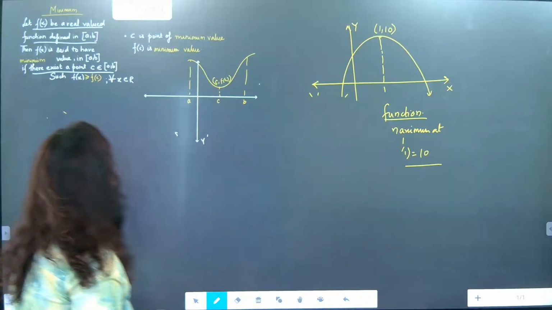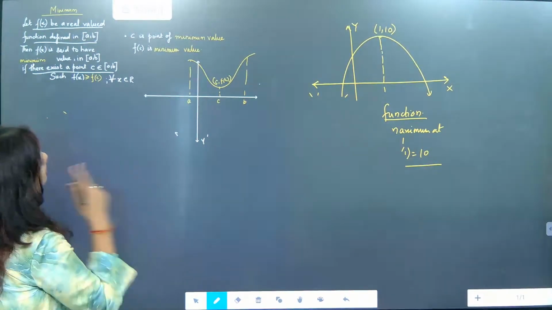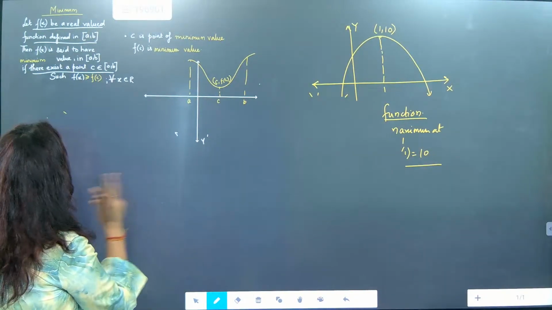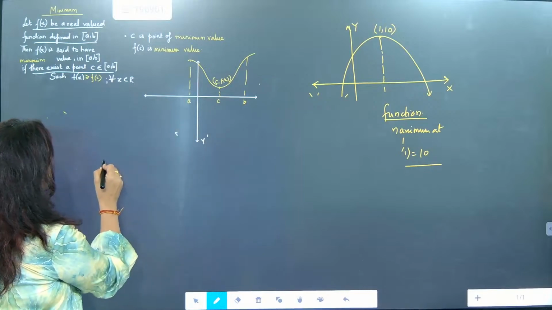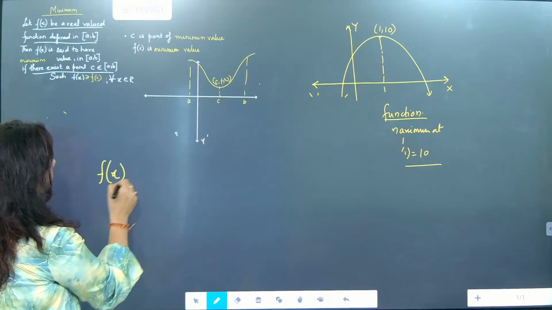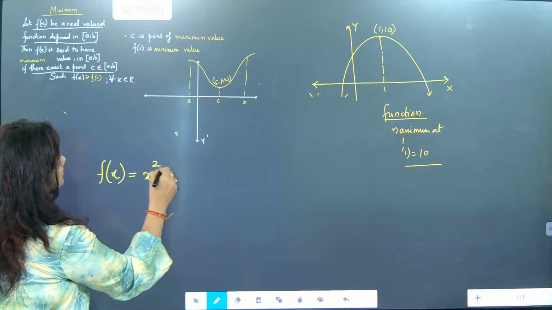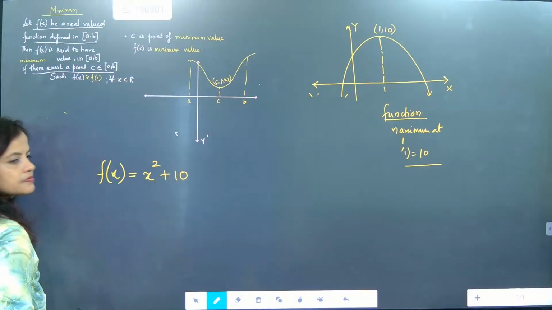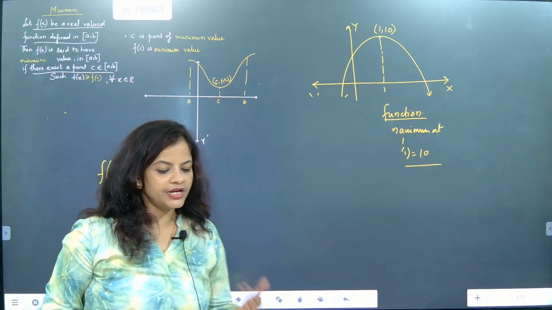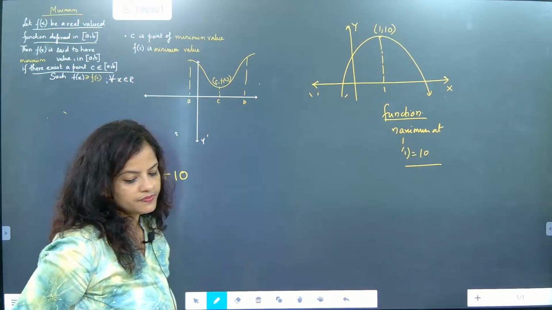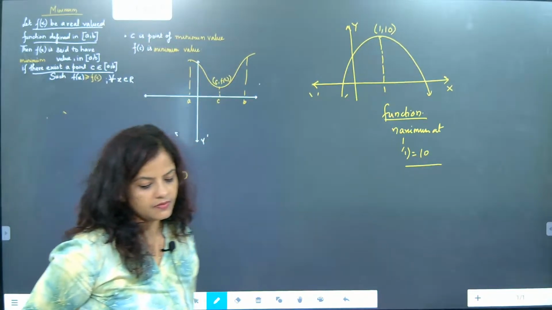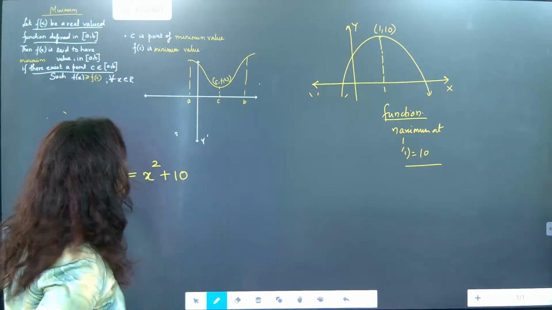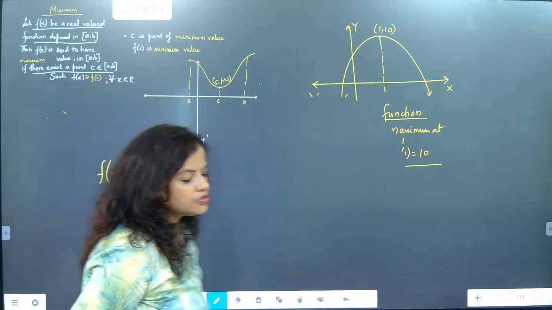So now look here. We will go for the next one. Now let's check this one out. We will take one example: f of x is equal to x square plus 10. Got it? Now we need to find the minimum. So now let's check this one out, beta.